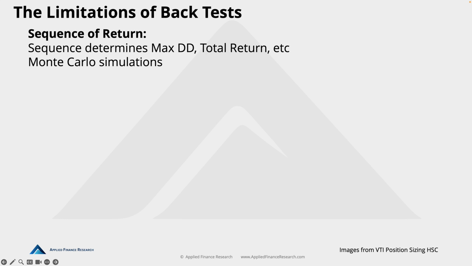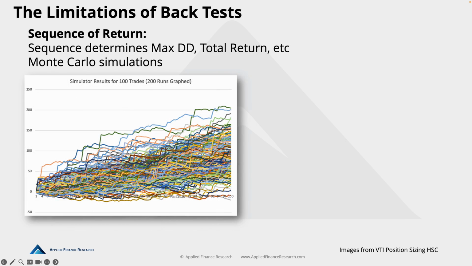Now, let's say we repeat that process 500 times or 1,000 times. We pull out all the trades, we draw an equity curve, we throw them back in the box, we pull them out again. Again, 500 times or 1,000 times, we're going to end up with 500 or 1,000 different equity curves, and it would end up looking something like this. This is an image from the Van Tharp Institute Position Sizing Home Study course. And here we've got a sample of 100 backtest trades, and we've graphed 200 runs of those, 200 random sequences.